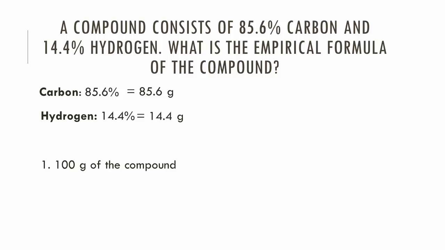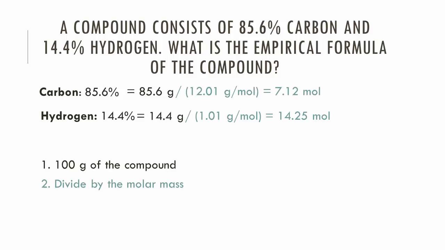In this question, if we have 100 grams of the compound, then we would have 85.6 grams of carbon and 14.4 grams of hydrogen. Now we need to find the number of moles of each element. To do this, we divide the mass of each element by its molar mass. So we divide 85.6 grams of carbon by 12.01 and 14.4 grams of hydrogen by 1.01, which gives us a ratio of 7.12 moles of carbon for 14.25 moles of hydrogen.